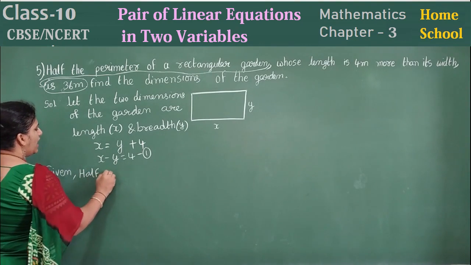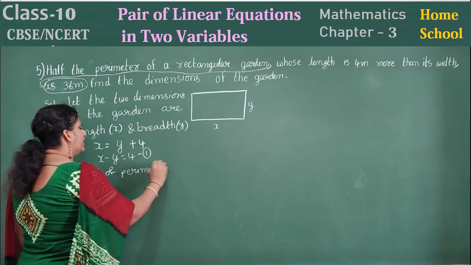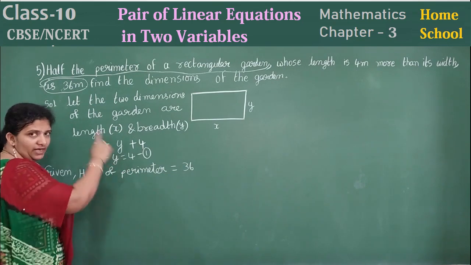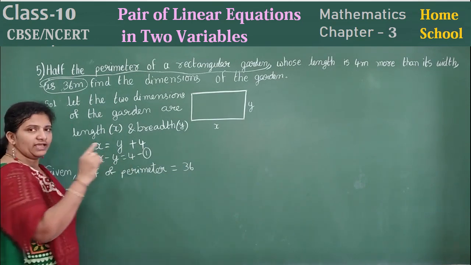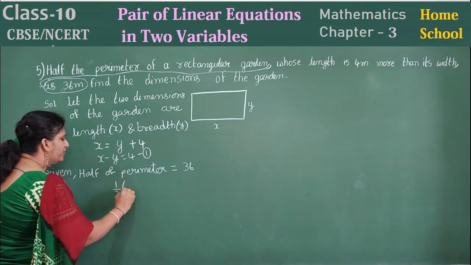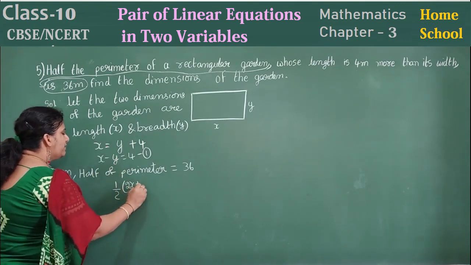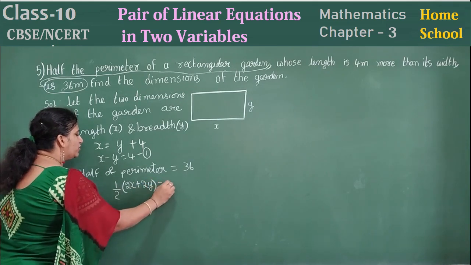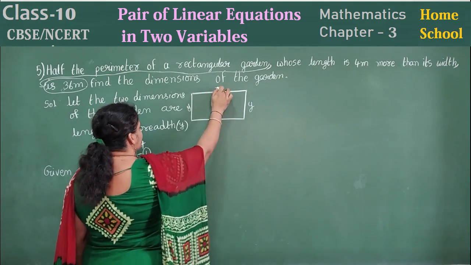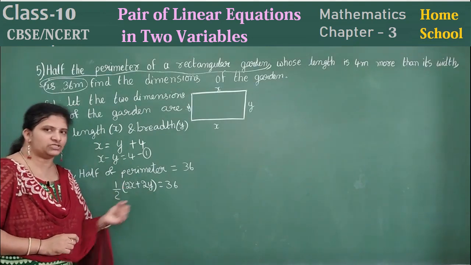What is given? Half of perimeter of a rectangle is equal to 36 meters. Perimeter of what, children? Rectangle. Half of perimeter of a rectangle is equal to 36. Then what is the formula? Half of perimeter. L is equal to X and B is equal to Y. X plus X is 2X, Y plus Y will be 2Y. Therefore, perimeter of a rectangle is 2X plus 2Y.